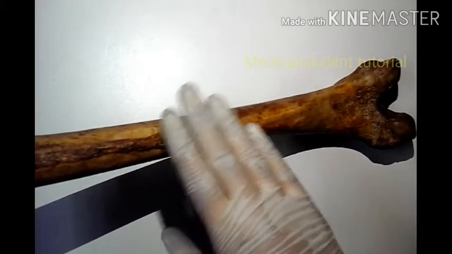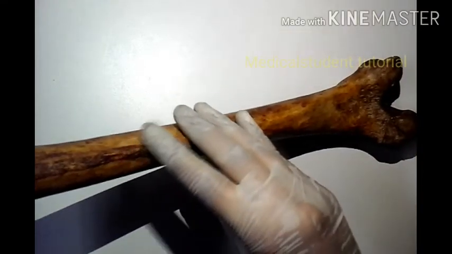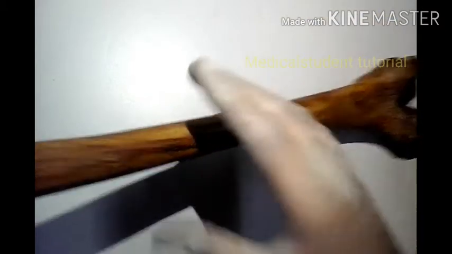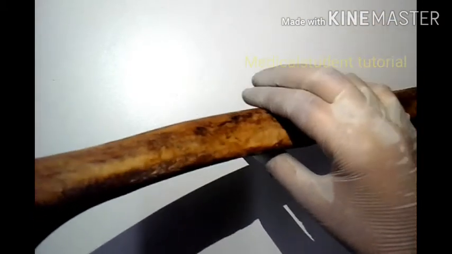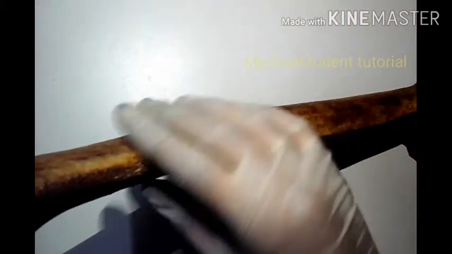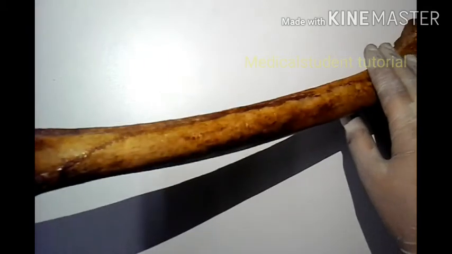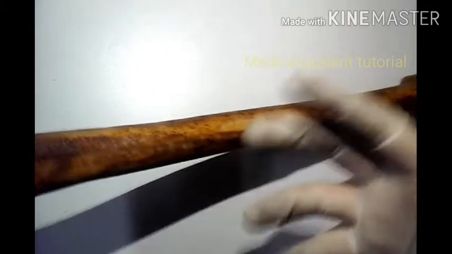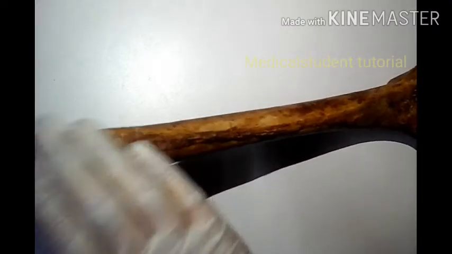The body of the femur is not usually palpable because it is so well covered with large muscles, like the sartorius muscle. Large bulks of muscle cover this part of the body, so we can't feel it.